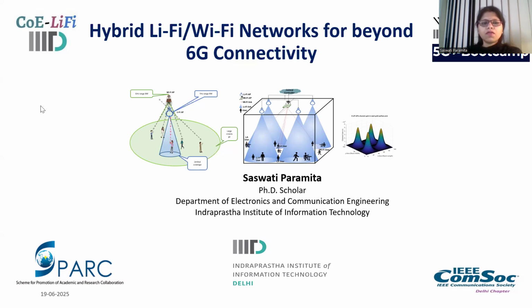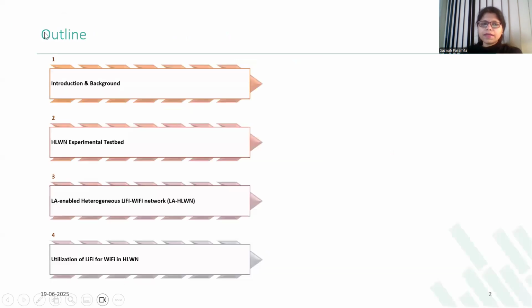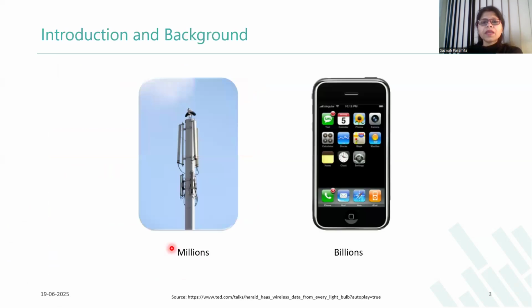The workflow will be as follows. We will first go through the introduction and background, and I will show the experimental test bed we have developed for this hybrid Wi-Fi network. Beyond that, we will see how we can improve the data rate of the network by using link aggregation. Next, what are the disadvantages of Wi-Fi, and how can we utilize Wi-Fi for mitigating those disadvantages in the hybrid Wi-Fi network? We can look into that. Let's start with the introduction and background.